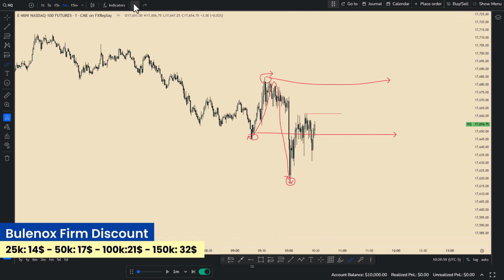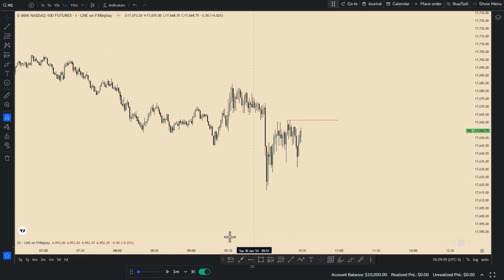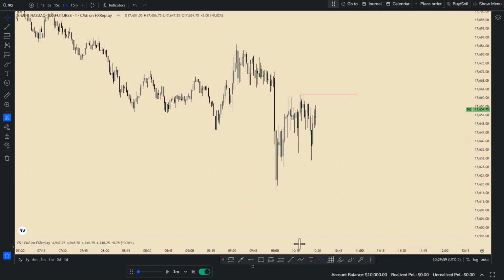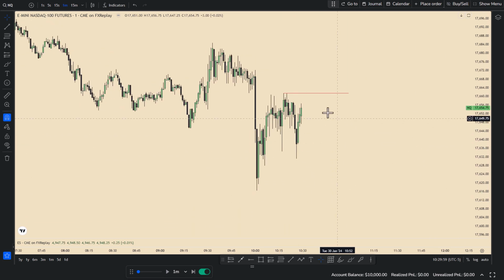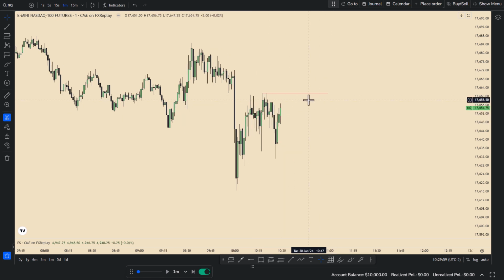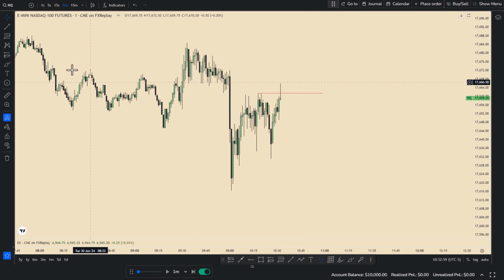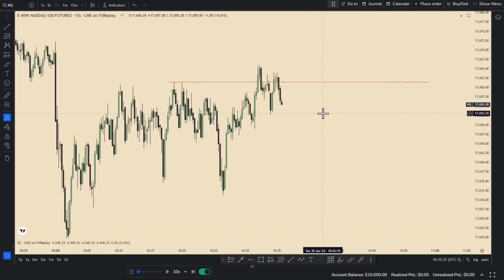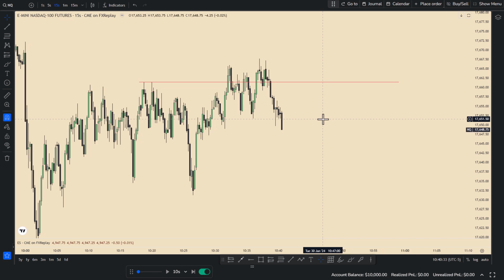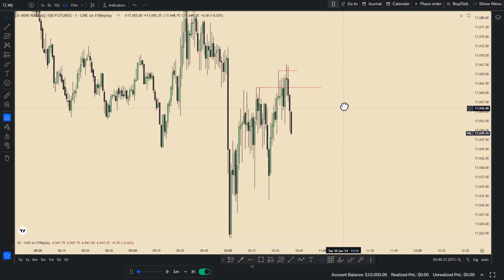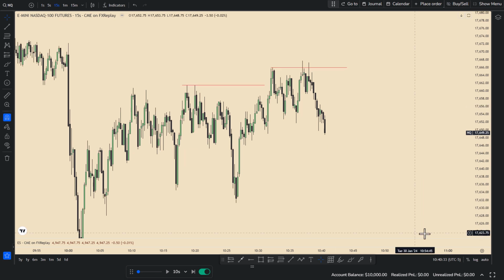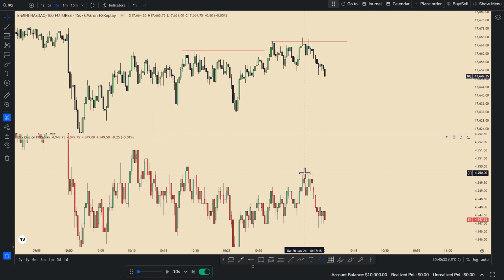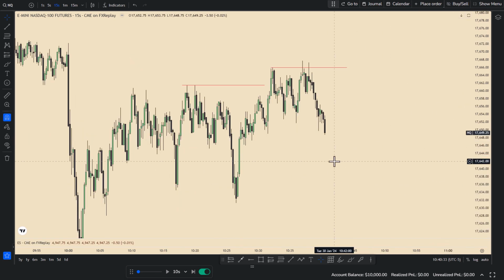So let's remove everything, and let's move price, and when we have an opportunity, I will stop and comment on that. Alright, so it looks like we have a valid trade right here.